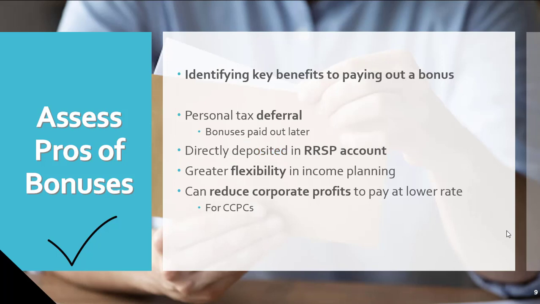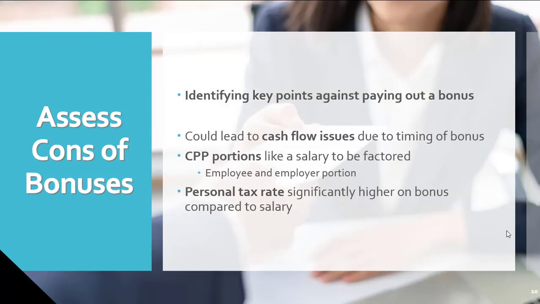The owner of a company can set a bonus amount once the company's earnings have been determined, ensuring the company maintains positive income, as opposed to the salary, which gets predetermined before. This therefore offers more flexibility in the amount of the bonuses that can be paid out. Lastly, a CCPC can declare a bonus to reduce corporate profits, thus resulting in a lower tax rate. Next, look at some of the cons for paying out a bonus.